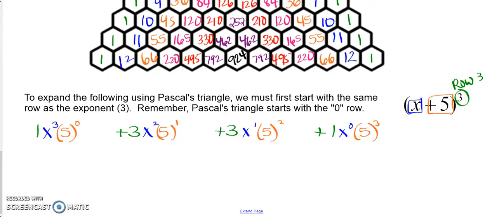Now we're going to simplify each piece. So here, I really have 1 times x to the third times 1. Then we have 3 times x squared times 5.